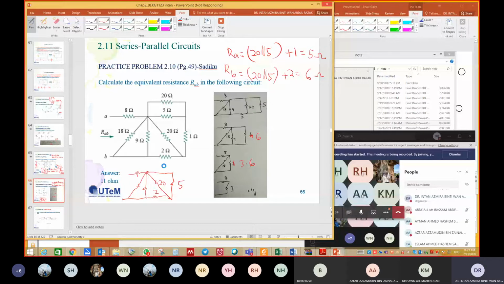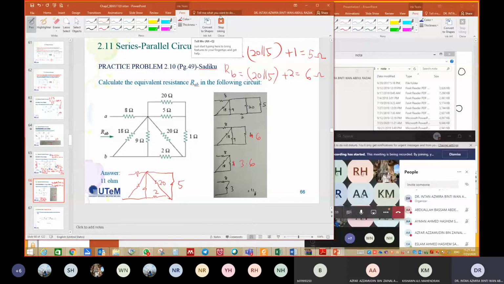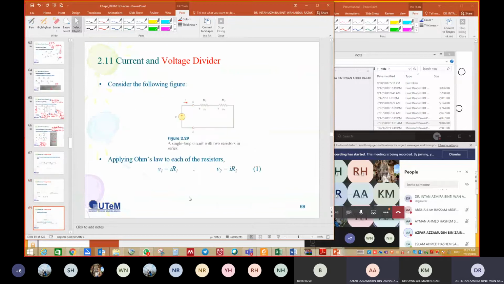Our class is till 12 or 1? 1. Oh, I thought 9 to 12. 1. Okay. So I think we go to current and voltage divider.